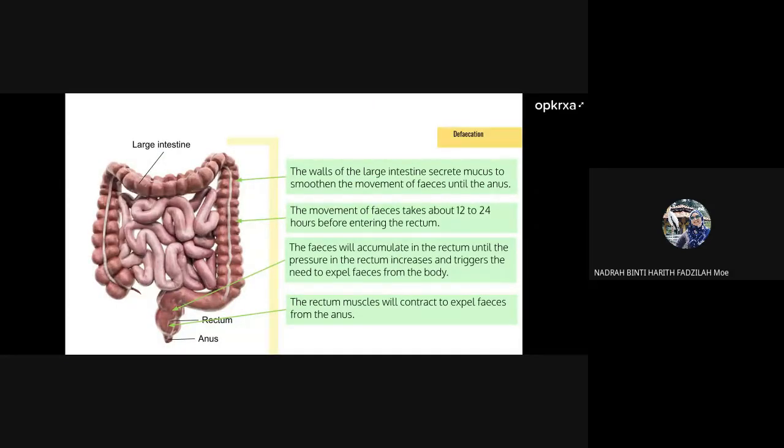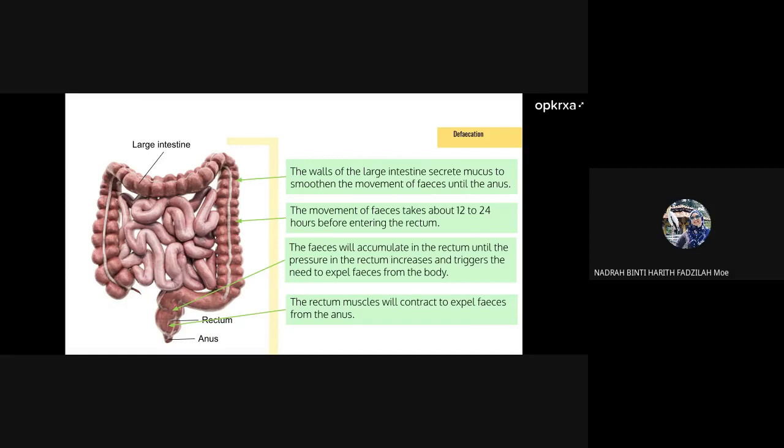As I mentioned earlier, the undigested material tu kan move along the colon atau large intestine. So selain daripada fiber, the walls of large intestine also secrete mucus to become a lubricant that smoothens the movement of feces until the anus. And then it takes 12 to 24 hours before the undigested material enters the rectum.